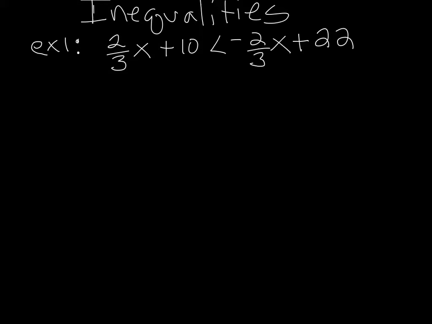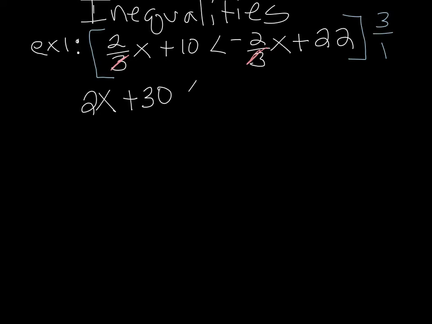So if I were to multiply everything by 3 over 1, that'll cancel out my denominators here and here. And the end result then of what we get is the 3 times 2/3 x, which will just give us 2x, plus 3 times 10, which is 30, is less than a minus 2x, if you multiply that by the 3, plus 66. Okay. Now it looks like a much friendlier equation that we can just go ahead and continue to solve.